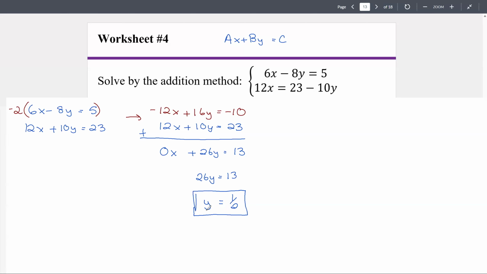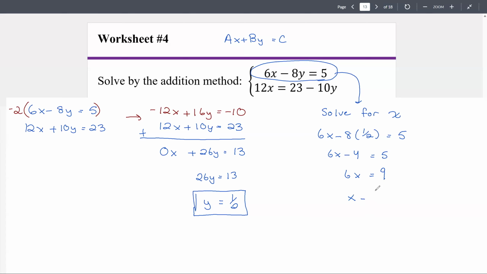Okay. So like I said before, just pick one of your equations. I'll just pick this one. And now we're going to solve for x. So we have 6x minus 8, and we said y is 1/2, and that's going to equal 5. So we have 6x minus 4 equals 5. If I add 4 to both sides, I'm going to have 6x is equal to 9. Divide both sides by 6, x is going to be 9 over 6. And if I reduce that, x is just going to be 3/2.